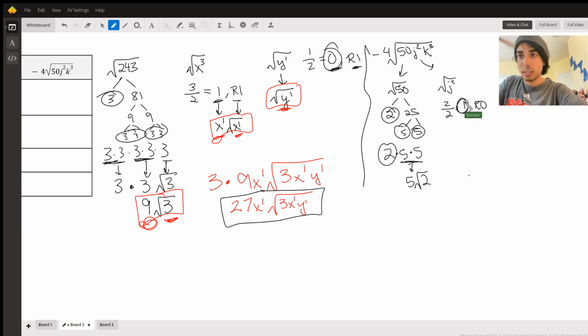Remember, this tells us what's on the outside. So there's a J on the outside. And the remainder tells us what's on the inside. There's no remainder, nothing on the inside. So everything actually came out here.